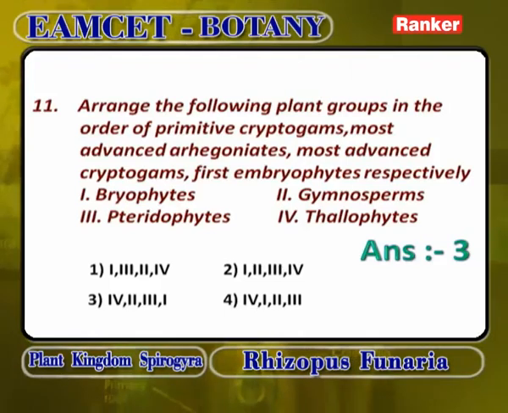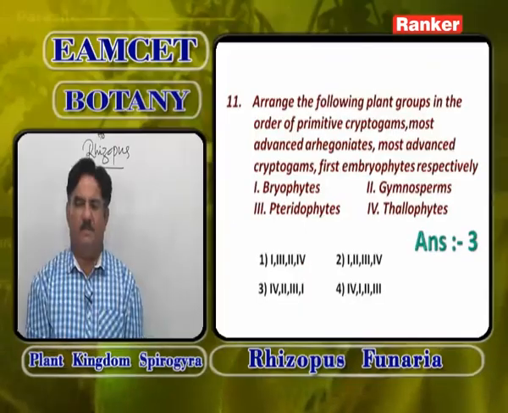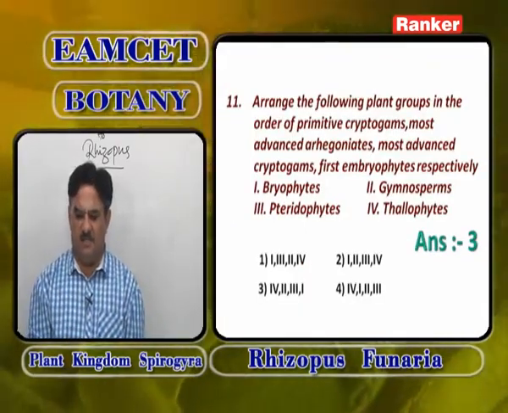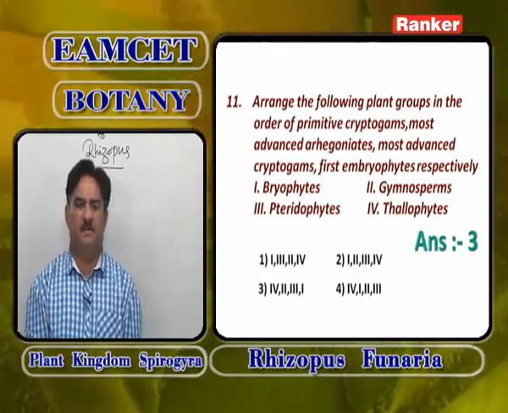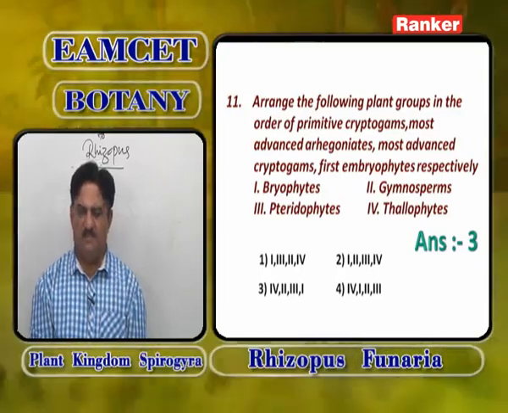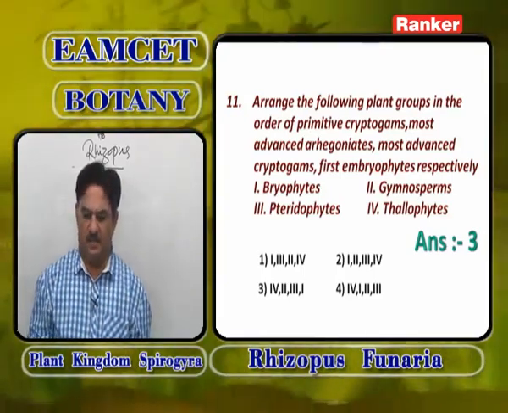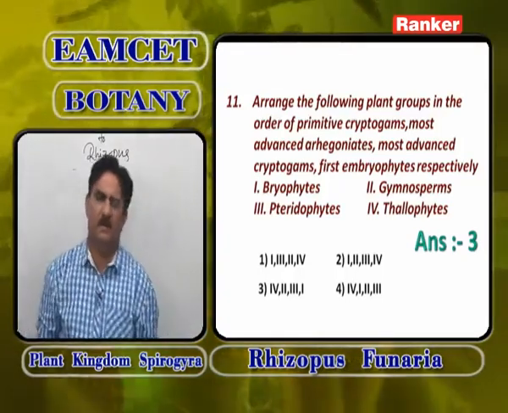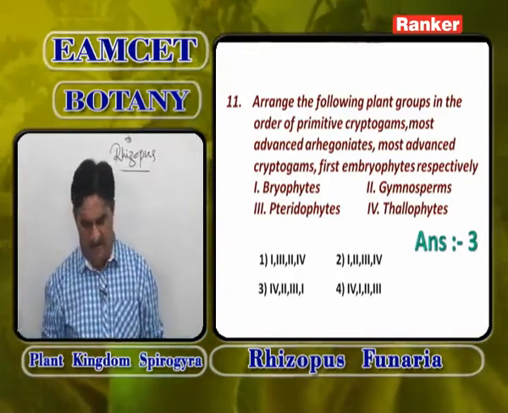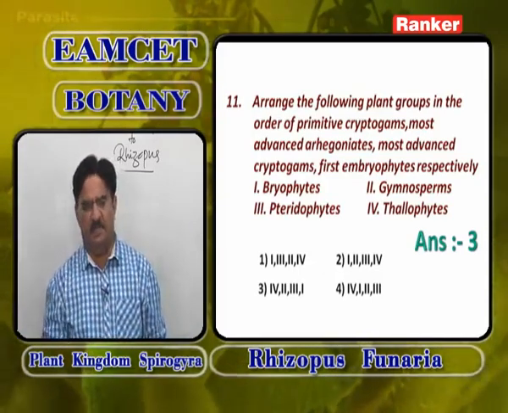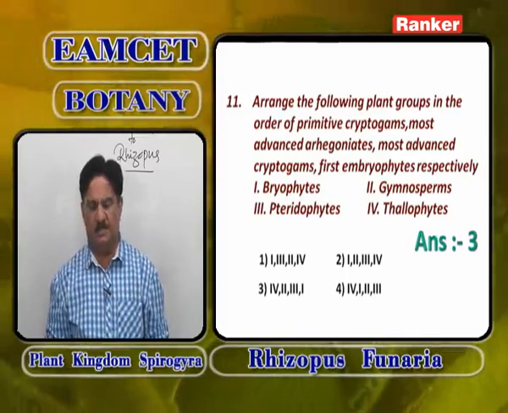I will repeat this question. Arrange the following plant groups in order of primitive cryptogam. Primitive cryptogams means thallophyta. Most advanced archegoniates means gymnosperms because even though they produce archegonia, they are definitely most advanced, possessing many characters related to angiosperms. Most advanced cryptogams by the development of xylem and phloem, vascular cryptogams will be the most advanced cryptogams. Example that is in this is pteridophytes.